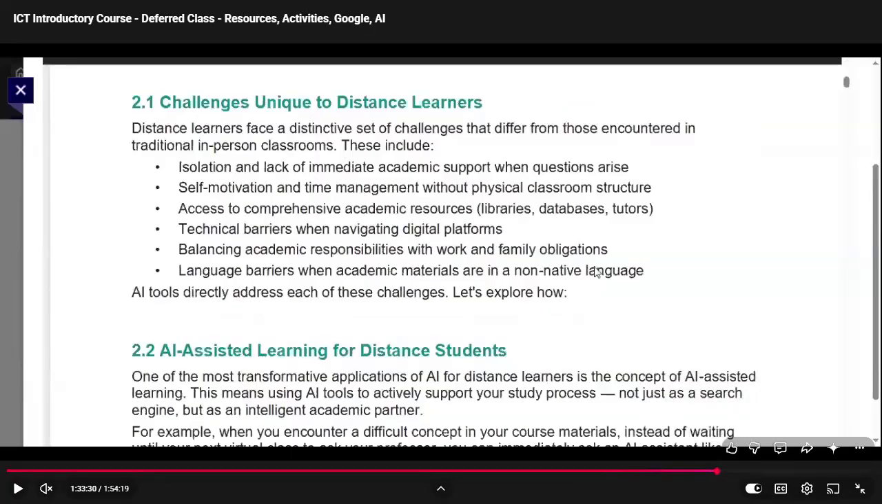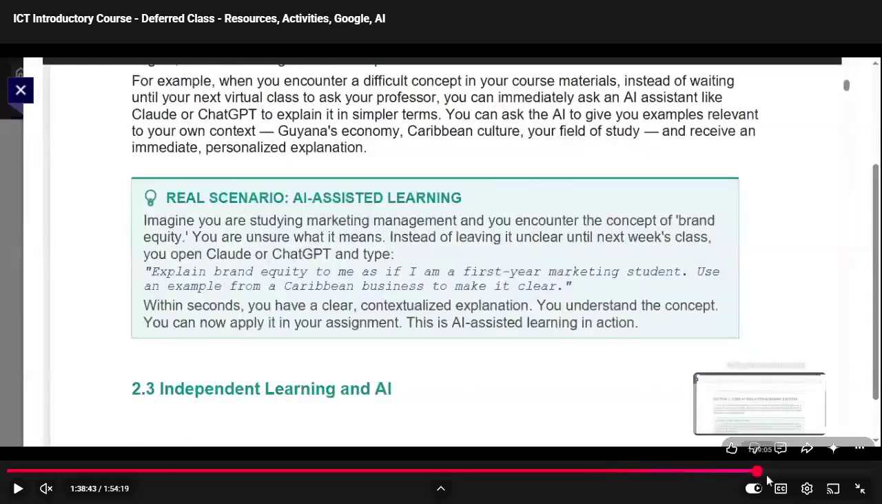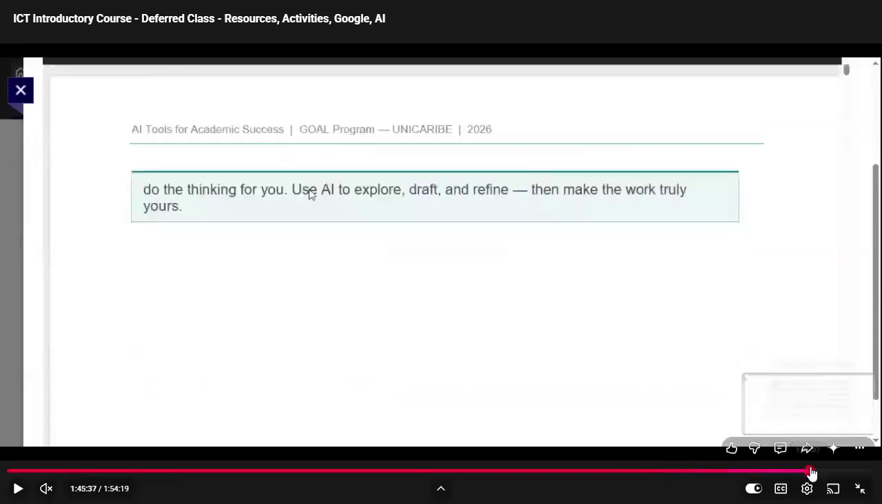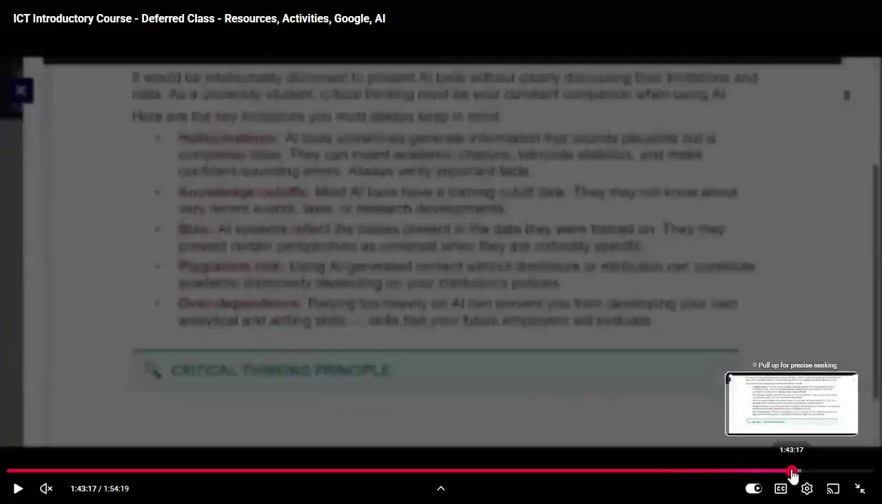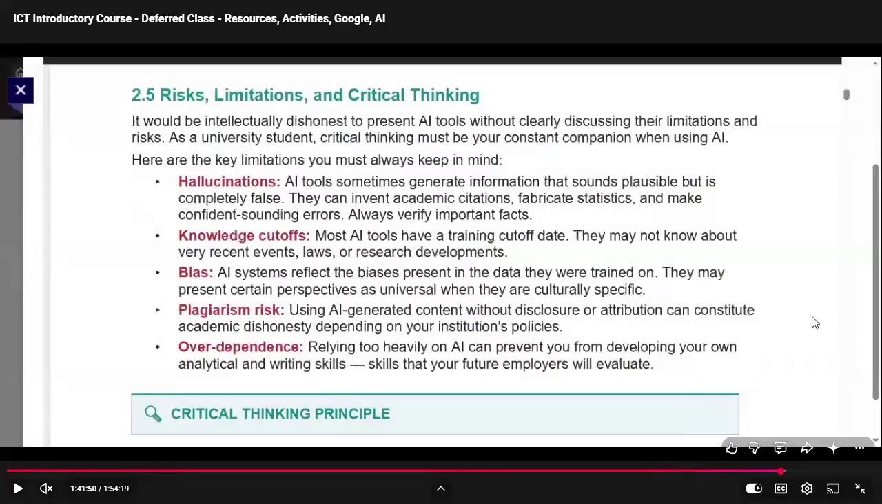The unique challenges for distance learners, okay, assisted learning, independent learning, and some interesting scenarios over there. Also, let's see over here what we have: the risks, the limitations, the critical thinking.